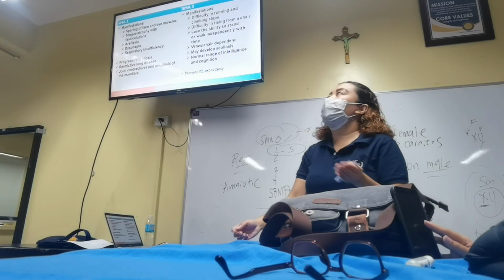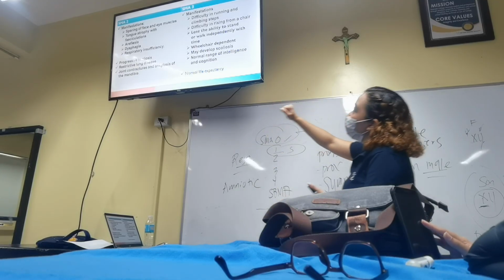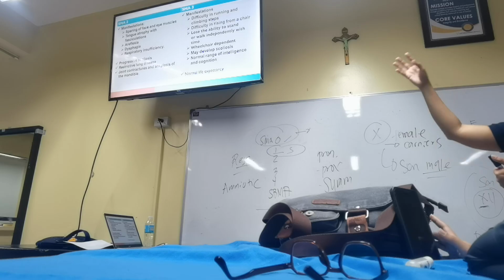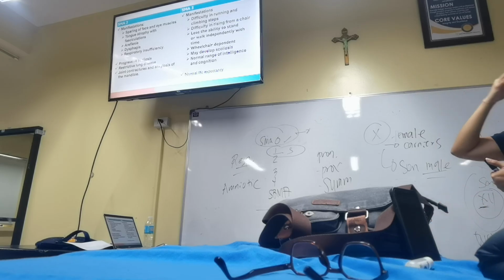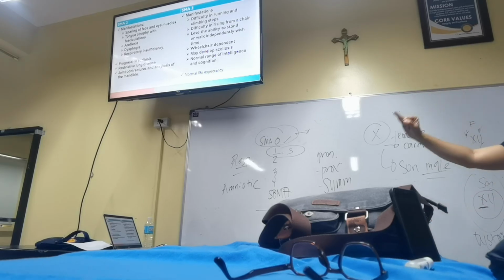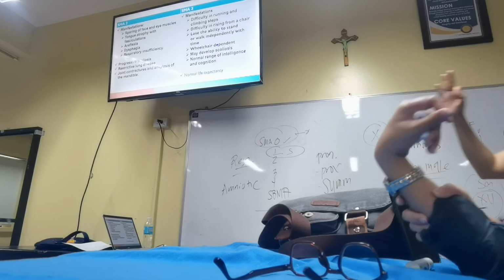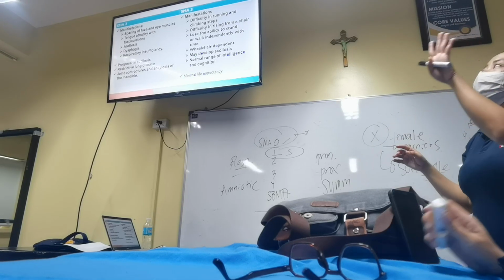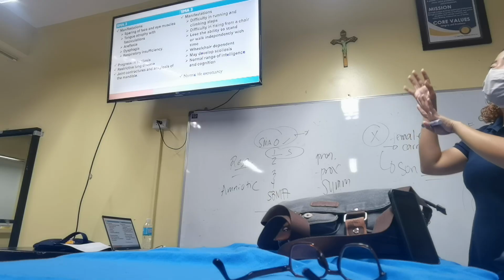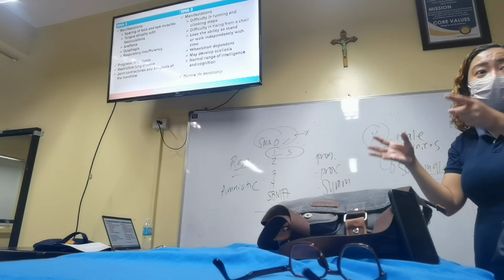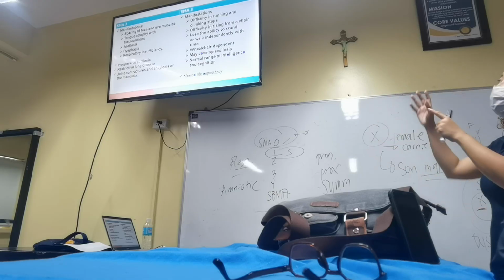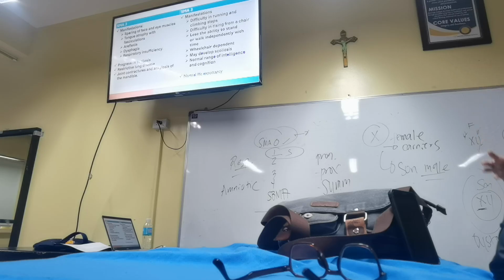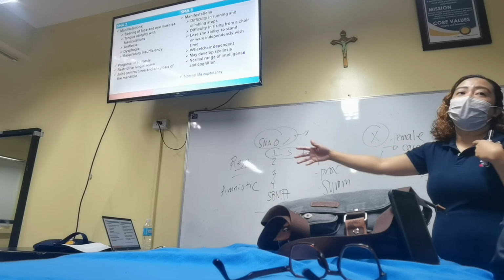Is that clear? Now, let's proceed with SMA 3. They can walk, but of course, they will have difficulty in running and climbing stairs. They will have difficulty in rising from a chair. And here guys, when they grow old, since the muscles are weak, they will need a wheelchair, especially for prolonged or community ambulation.